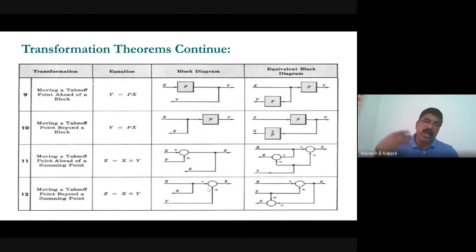Now we have to apply those rules to get the equivalent diagram and to find out the overall transfer function of a system if that system is complicated. So in today's lecture, we have just studied what are the different rules which are used for block diagram reduction.